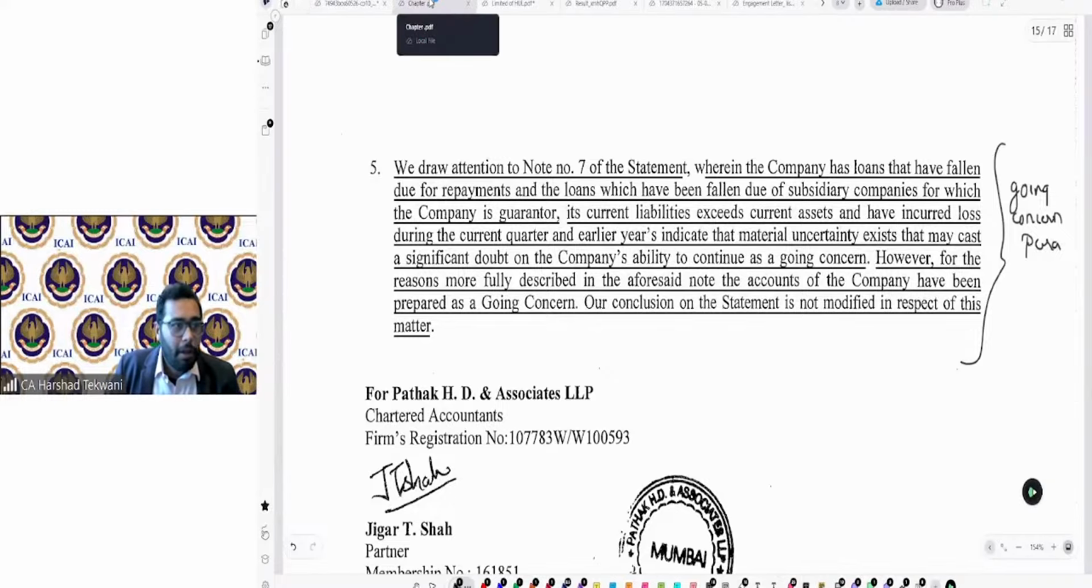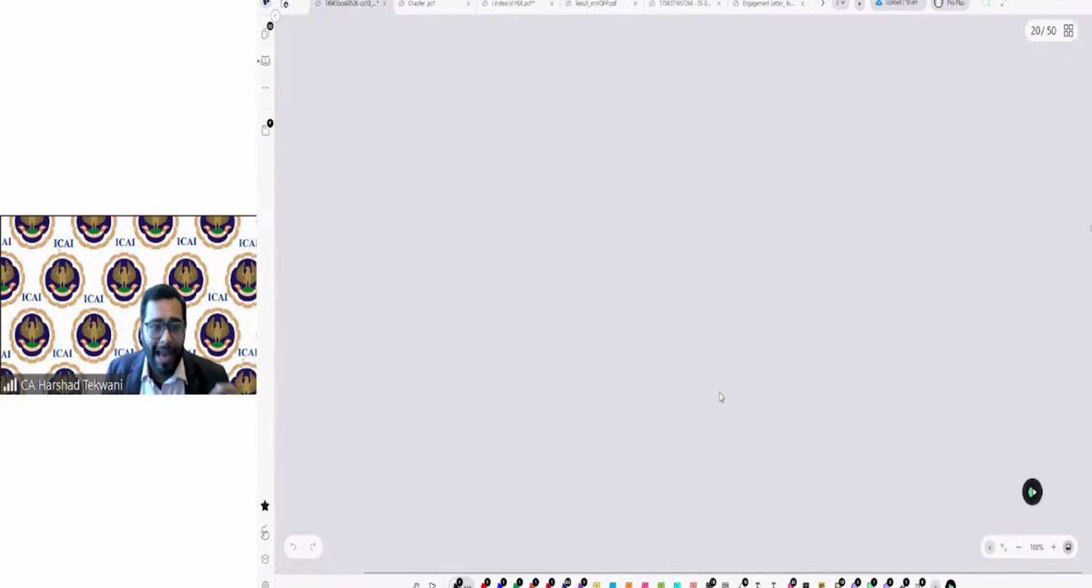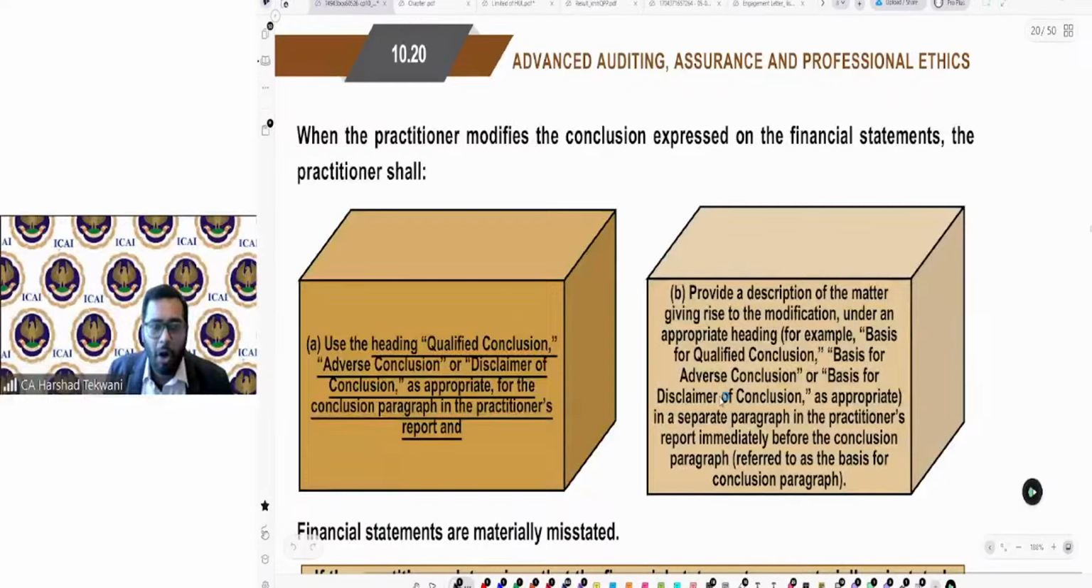So we saw a kind of qualified opinion, and we saw a kind of going concern paragraph requirement. So whenever we are issuing a qualified, adverse or disclaimer conclusion, we need to give an appropriate heading: qualified conclusion, adverse conclusion, or disclaimer of opinion conclusion. Then we need to provide a description of the matter that is giving rise to the modification, under the basis for qualified conclusion, basis for adverse conclusion or basis for disclaimer conclusion, as appropriate.